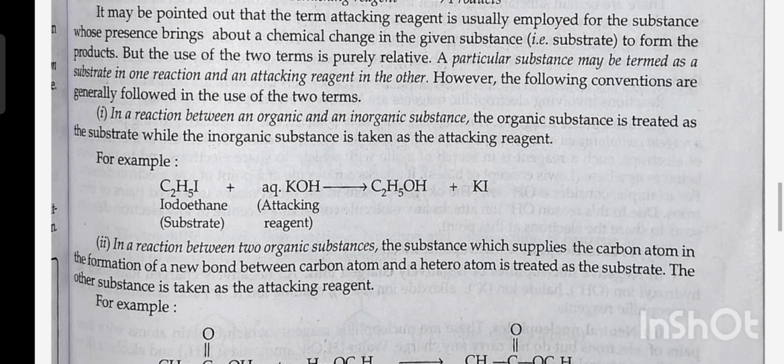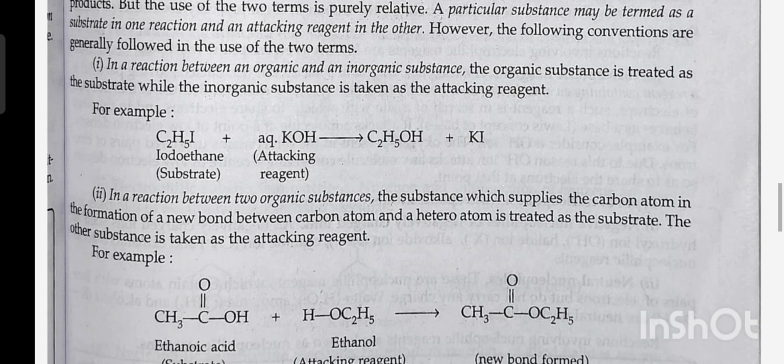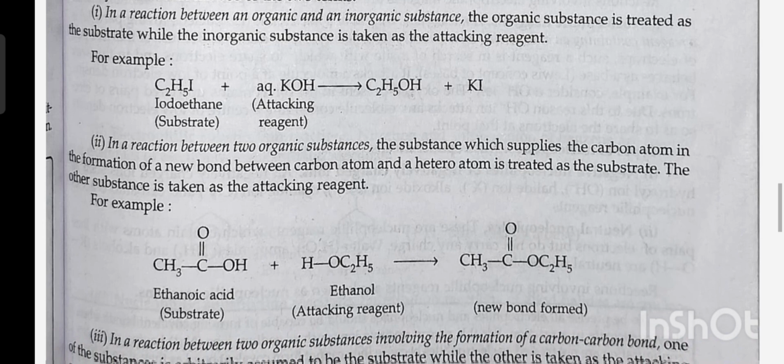First, in the reaction between an organic and inorganic substance, the organic substance is treated as the substrate while the inorganic substance is taken as the attacking reagent. For example, iodoethane (substrate) plus aqueous potassium hydroxide (attacking reagent) is converted into ethanol plus potassium iodide.